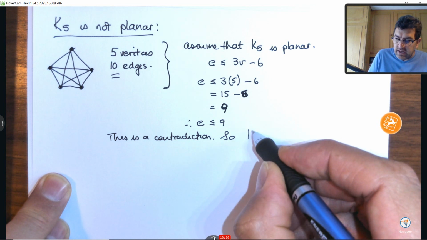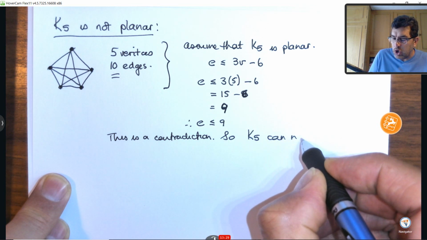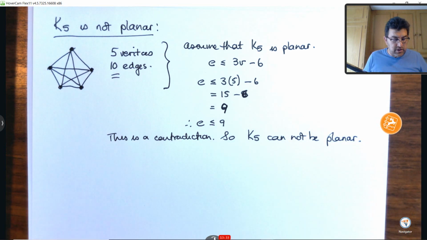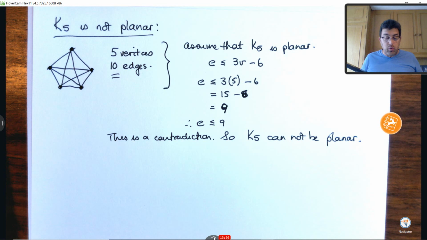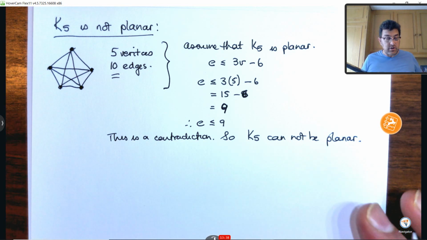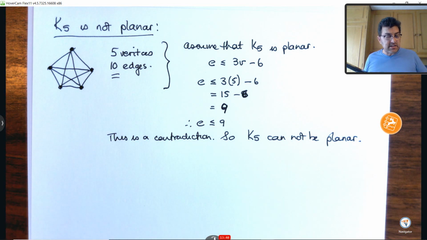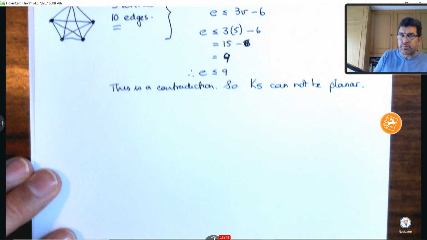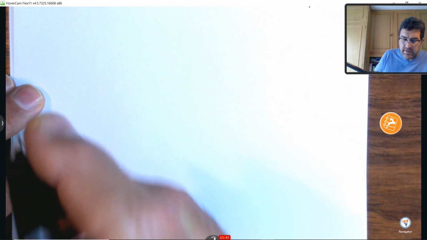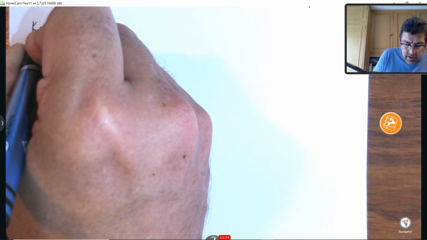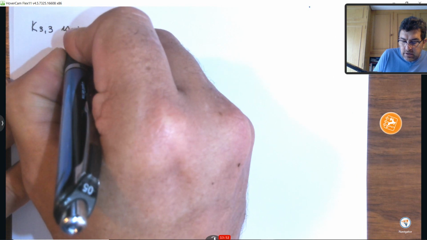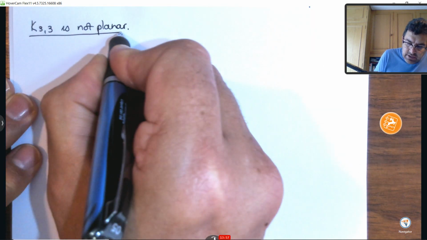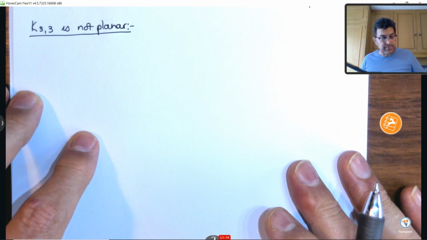So, K5 cannot be planar. Okay, we used that argument quite well to prove that it's not planar. So let us look at the next proof that they want. They want us to prove the following. They want to prove that K3,3 is not planar. That's our next proof that we're going to look into.